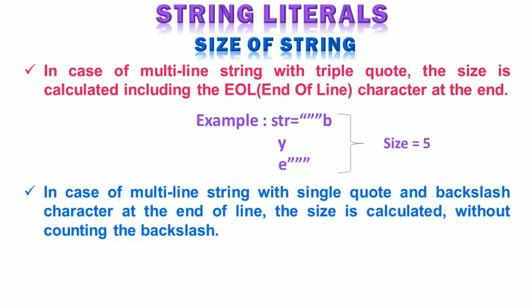In case of a multi-line string with single quotes and a backslash character at the end of the line, the size is calculated without counting the backslash. Like here the same example is given, str equal to this, but a backslash is used at the end. In this case the size of the string will be 3, not 5.